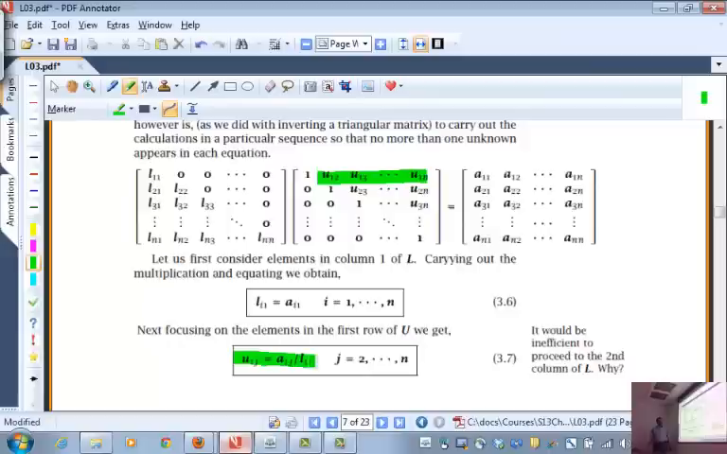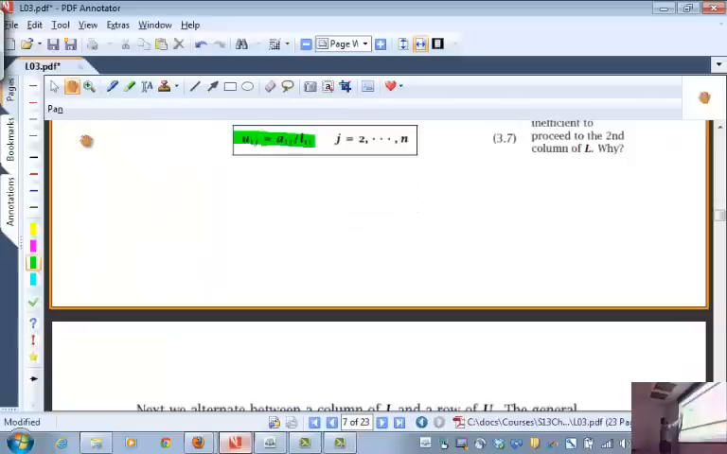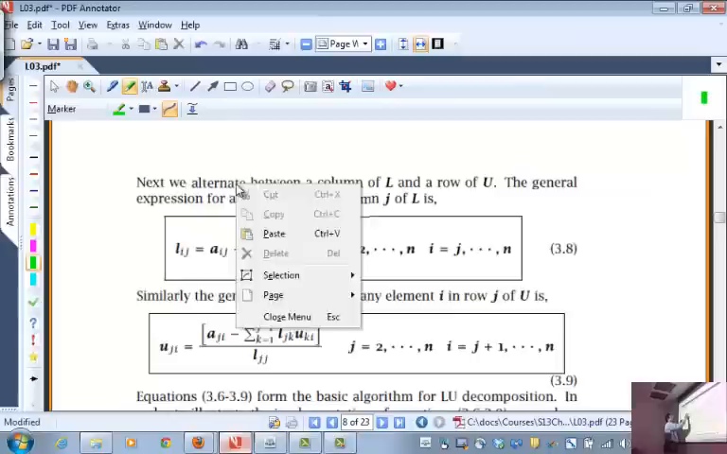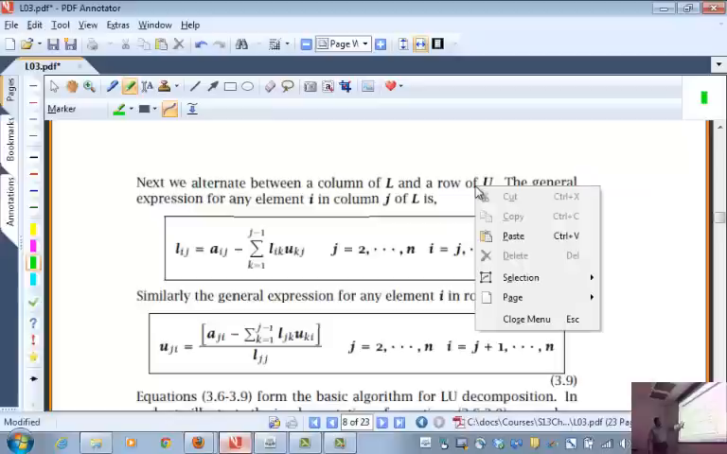So now we need to do the second column, and then the second row, and the third column, third row, etc. Just continue on. Any questions? Okay, so we alternate between the rows of L and columns of U, and you will get these two equations, and you put them.